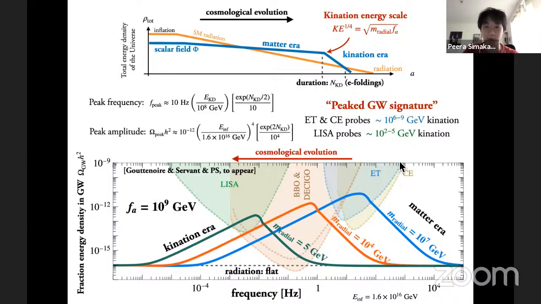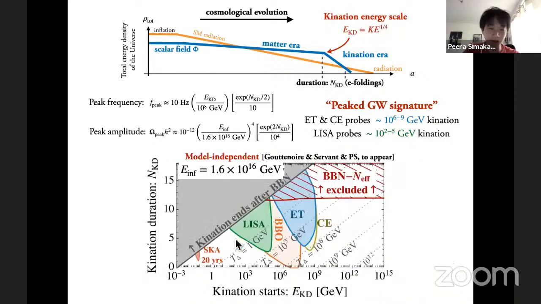So let's talk about now the ability of the future experiments to probe such scenarios. Okay, so I show you here the detectability plot, in the plane of kination duration and the energy scale of kination. So first, in this gray band here, the kination will last too long and it will end only after BBN. So this is inconsistent with the observation. And also in this red region, the kination will also last too long and it will enhance the gravitational wave by many orders of magnitude and make it violate the N-effective bound.